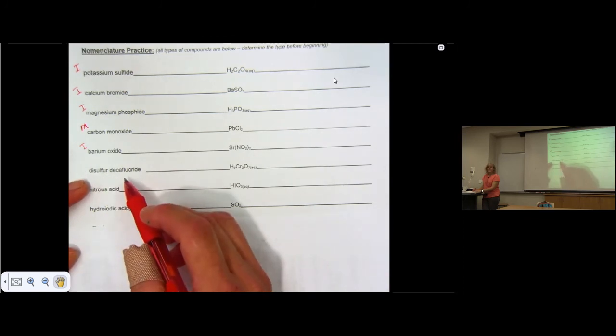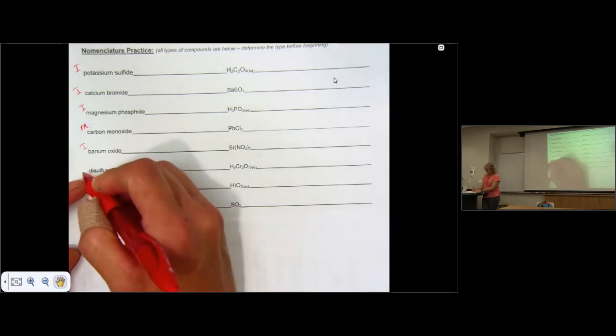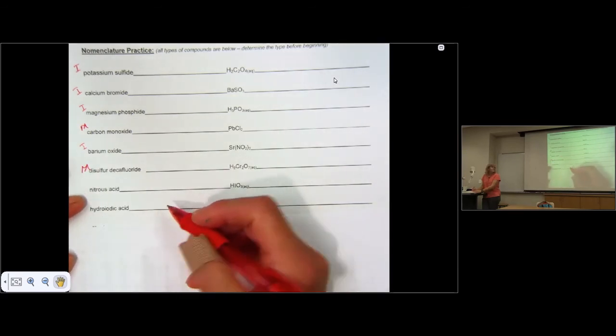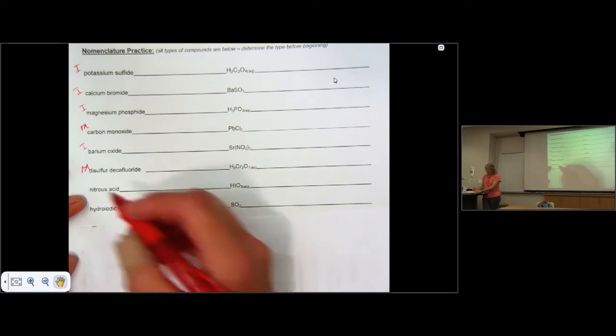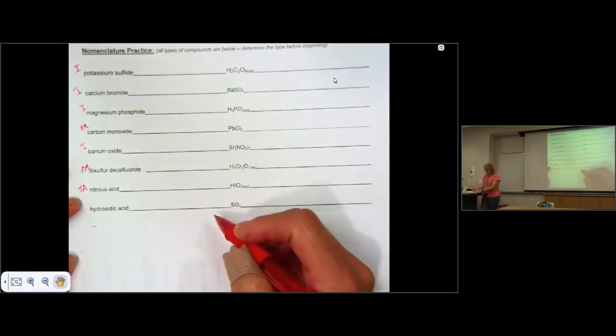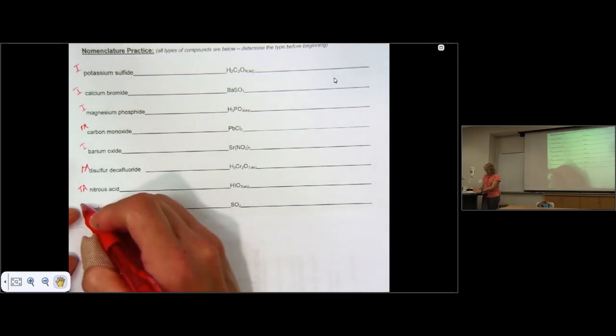Disulfur decafluoride. Non-metal. So what is it? Molecular. Nitrous acid. It's an acid. And what kind of acid is it? It's a tertiary acid. Now, how did she know that quickly? It does not say hydro. If it does not say hydro, that means it's a tertiary acid. If it says hydro, then that means binary. So this is a tertiary acid. Hydroiodic acid is a binary acid.